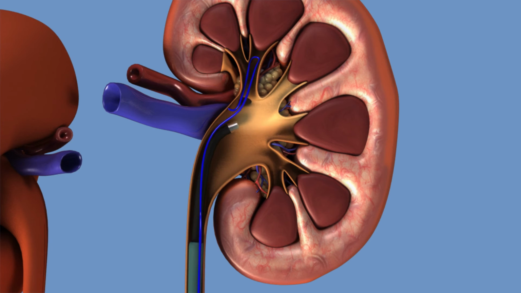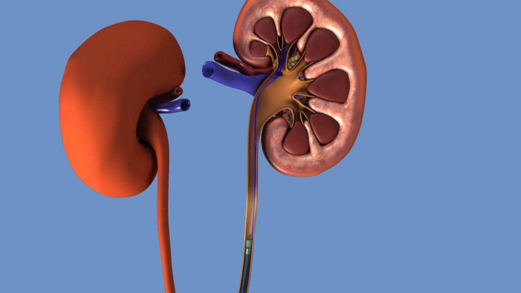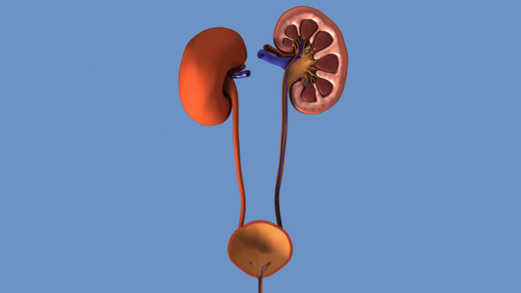After stone extraction, the collecting system is checked to ensure that no residual stones have been missed. Your doctor may place a temporary small tube, called a stent, within the ureter at the end of the procedure to ensure that swelling does not block the drainage of the urine.